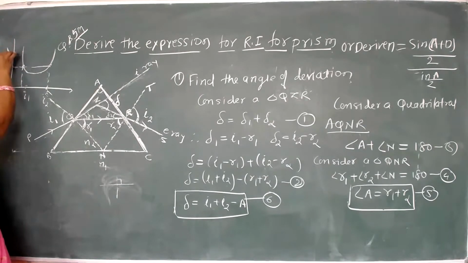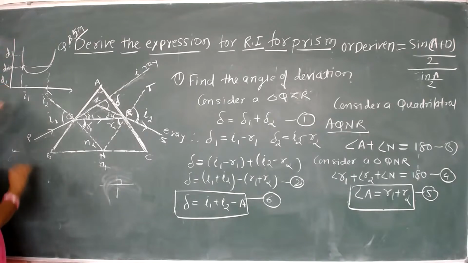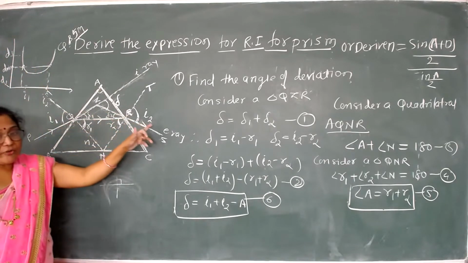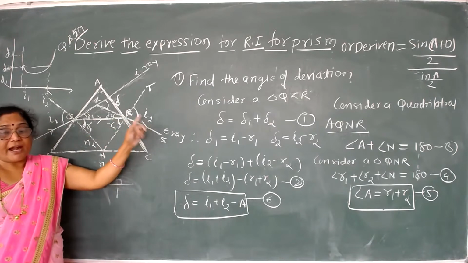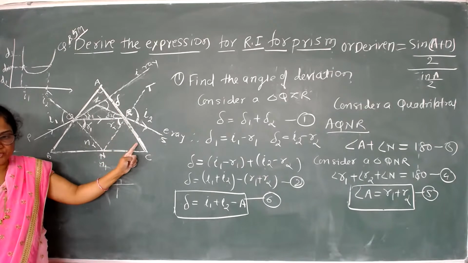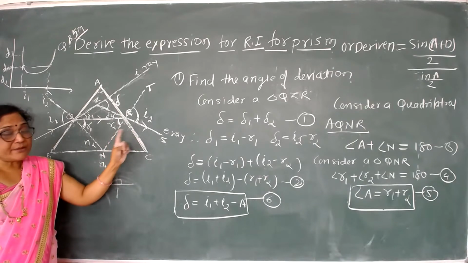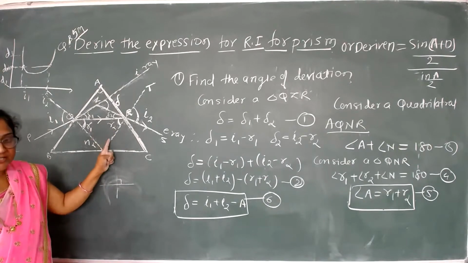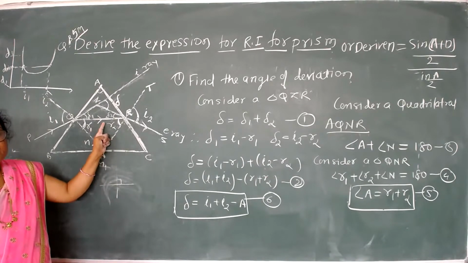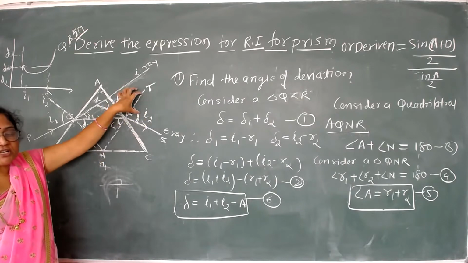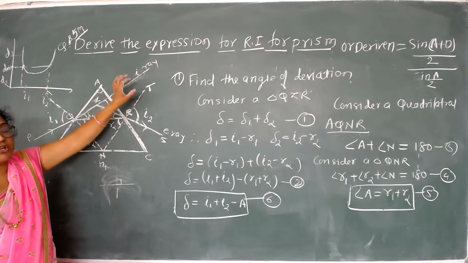So this value is D1, this value is D2. But for a particular value, the angle of incidence and the angle of emergence are both the same, and that position is known as the angle of minimum deviation position. So what is the meaning of angle of minimum deviation here? It is where the angle of incidence and angle of emergence are both the same, and that position is known as the minimum deviation position.